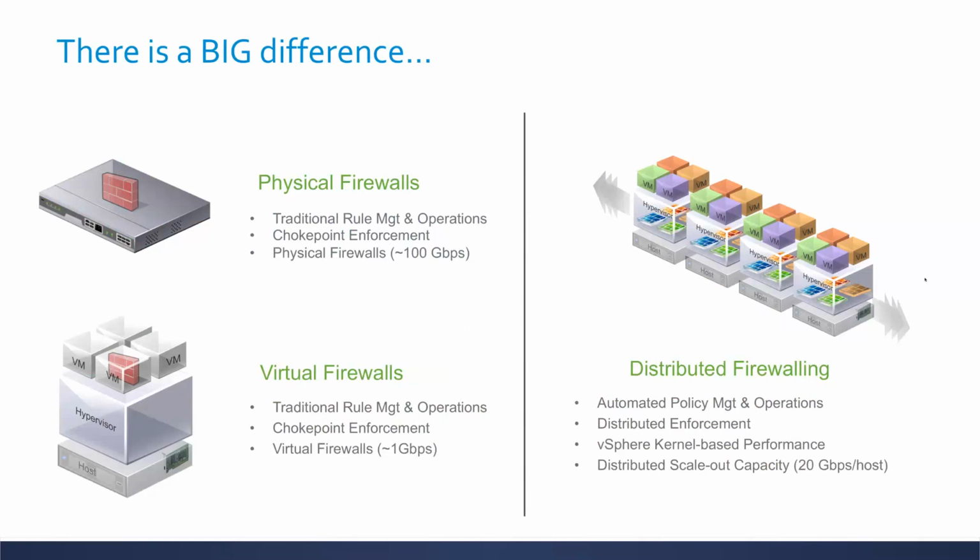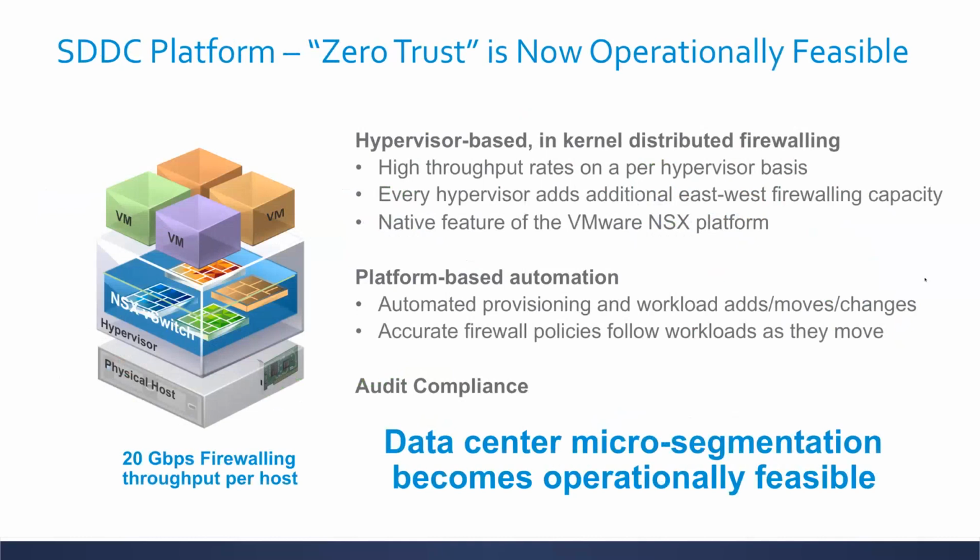On the right, we have the distributed firewall. It's everywhere. It's on every host. It distributes cleanly. It supports up to 20 gigs per host. It's definitely vSphere kernel based, so the performance is definitely there. It's a distributed enforcement, but it can be automated for policy management and operations. So it has the benefit of day 0, 1, and 2 baked in. And again, I have to stress the fact that not only does this support 20 gigs worth of throughput, but it's zero trust and hypervisor based. So it's ideal for microsegmentation.